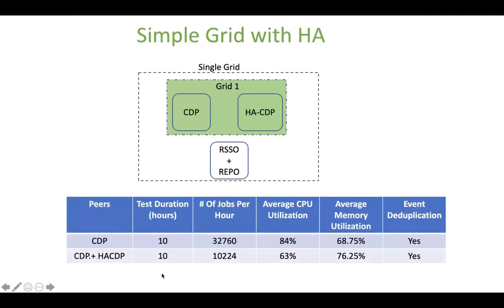So in the next slide, you will see that this simple grid has two peers in the grid, a CDP and an HACDP. This is meant for HA. So if CDP goes down, everything that you can do with CDP, you can do with HACDP. So basically, you have high availability.